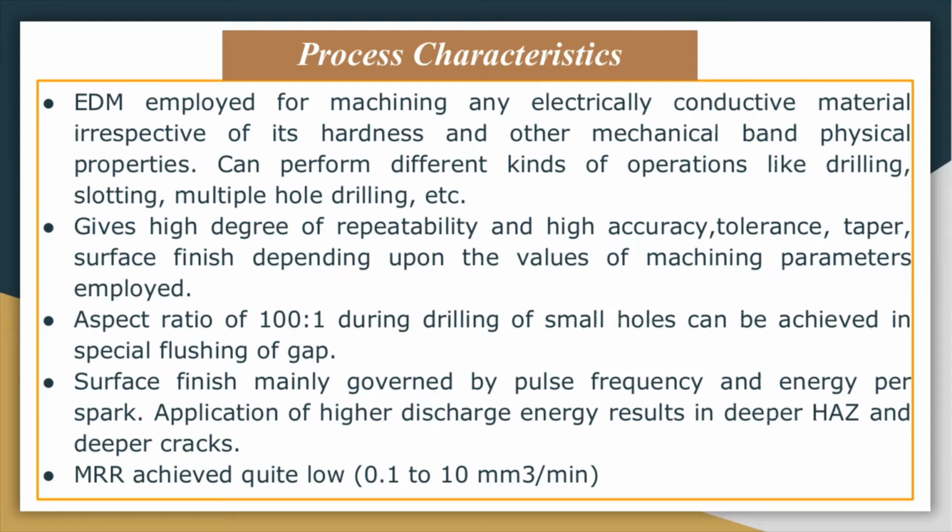Okay, and surface finish 0.8 to 3.1 micron can be achieved by this EDM process depending upon the values of machining parameters which we are going to apply. So this changes. Okay, again aspect ratio means length of the hole to the diameter of the hole. As much as 100:1 during drilling of small holes can be achieved with special flushing of the gap.